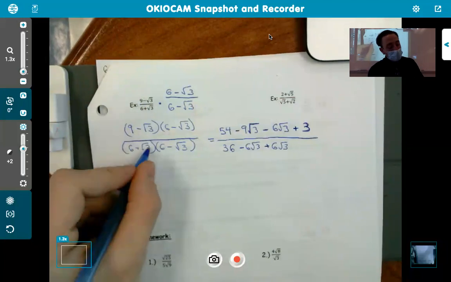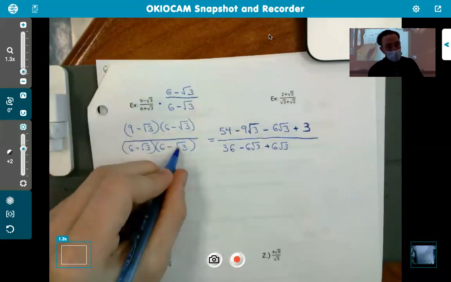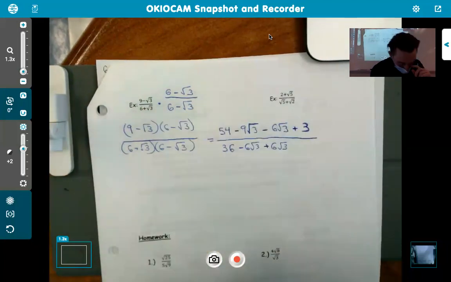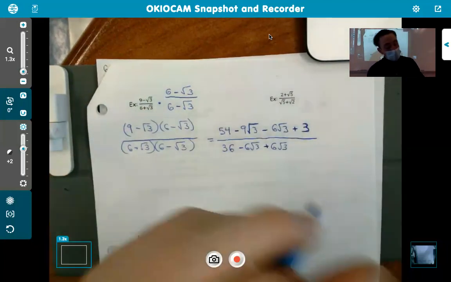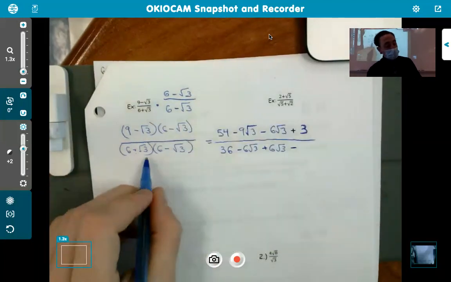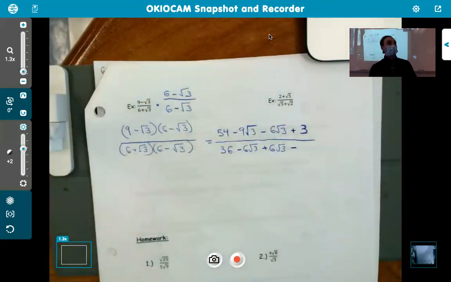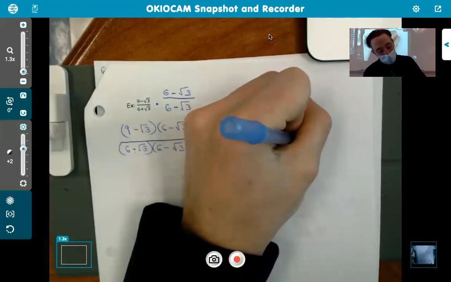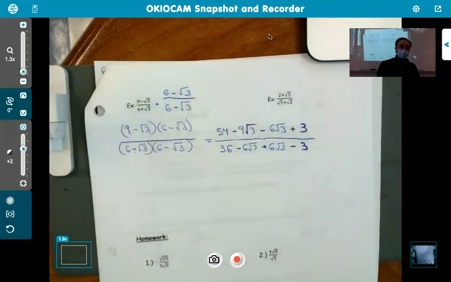And then what's positive root 3 times negative root 3? Positive or negative? Negative, right? Because I have a positive times a negative, so I have a negative. But then you're right, that's still root 3 times root 3, or root 9, and the square root of 9 is 3, right? Are there any questions about how I found those values in my denominator?